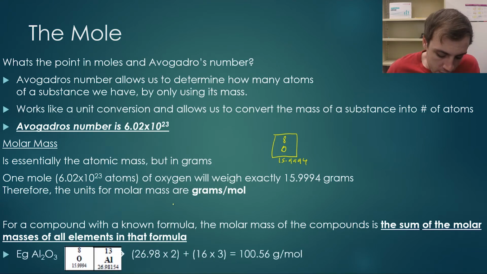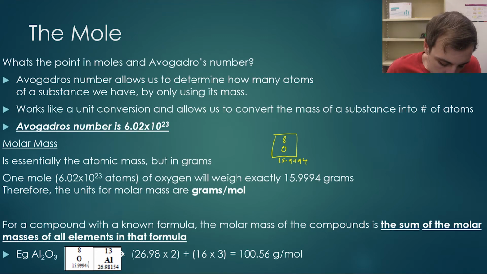Another example is aluminium oxide, Al2O3. We can see here that the molar mass of oxygen is 15.9994. Rounding that to 16 is okay, that's fine. And aluminium, which is 26.98154, you can just round that to 26.98.